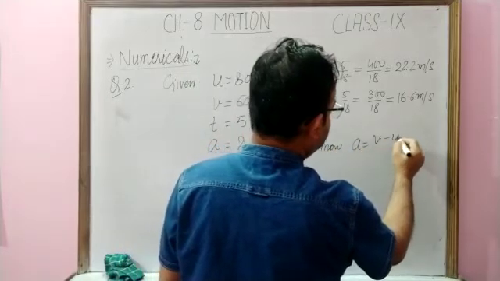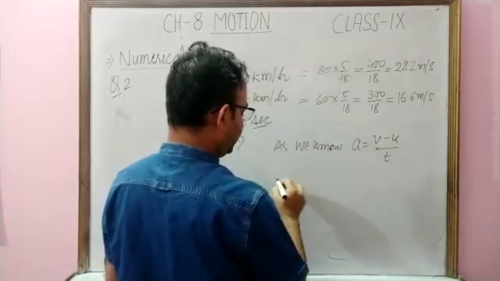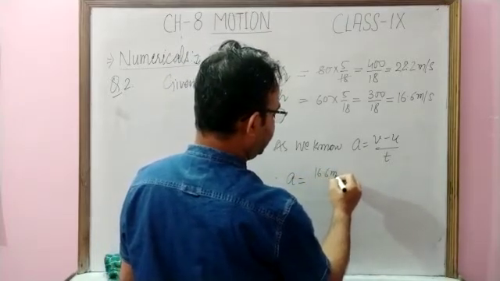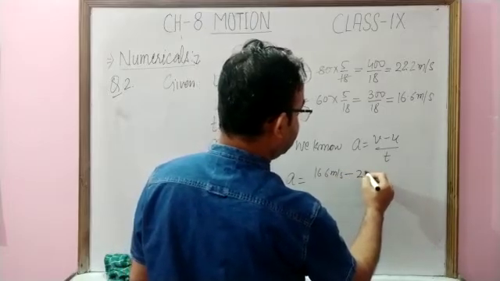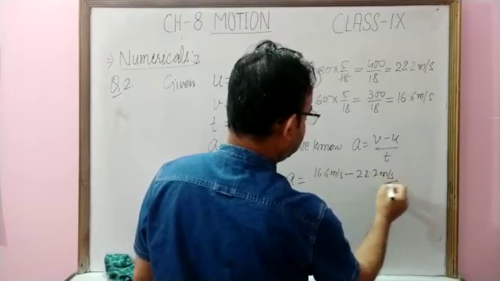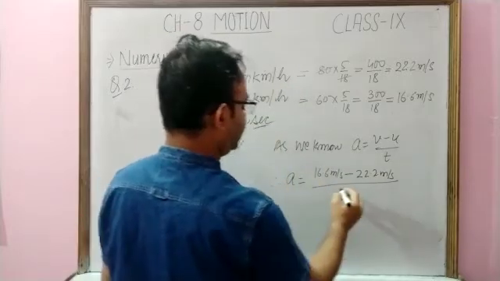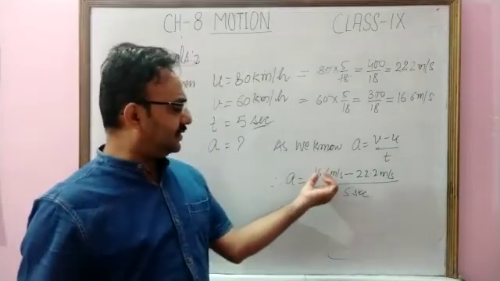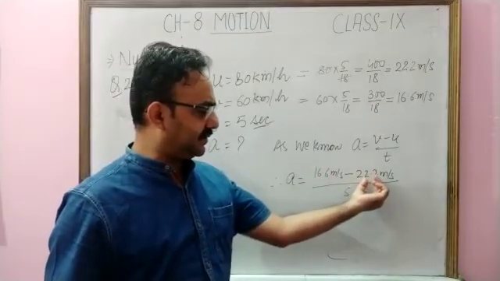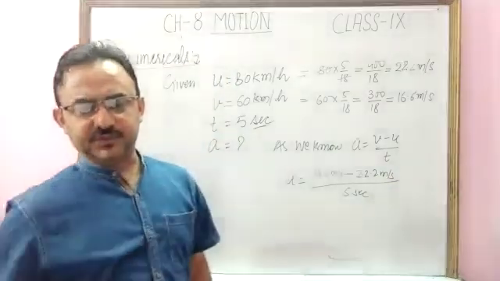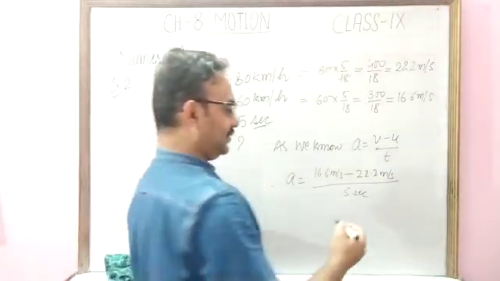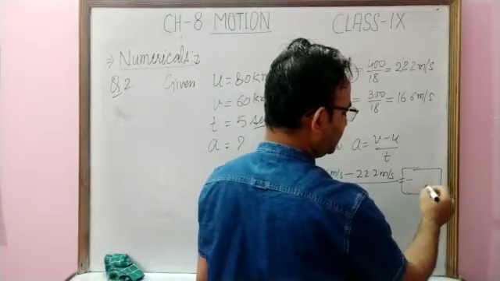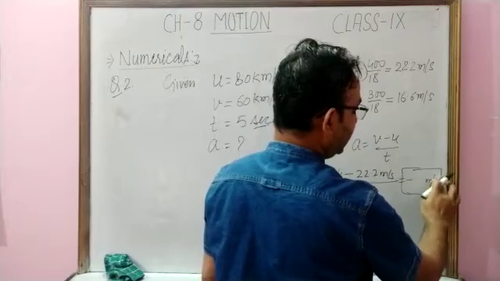Then you have to put the values here. As we know, a is equal to v minus u upon t. Therefore, a is equal to v, final velocity 16.6 meter per second, minus initial velocity 22.2 meter per second, upon time, they have here 5 seconds. See, the final velocity has less value than the initial velocity, so when you solve this one, you will get the value in minus, acceleration having negative value.